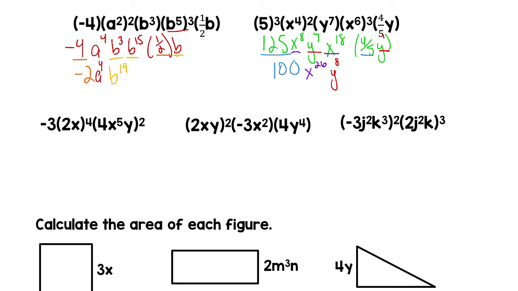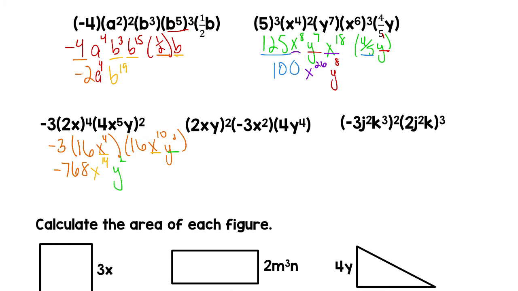Let's get rid of our exponents outside first. -3 stays, and then we have 2 to the 4th is 16, x to the 4th. 4 squared is 16, and then x to the 10th, and then y squared. So 16 and 16 and -3 is -768. And then we have x to the 4th and x to the 10th is x to the 14th. And then y squared.